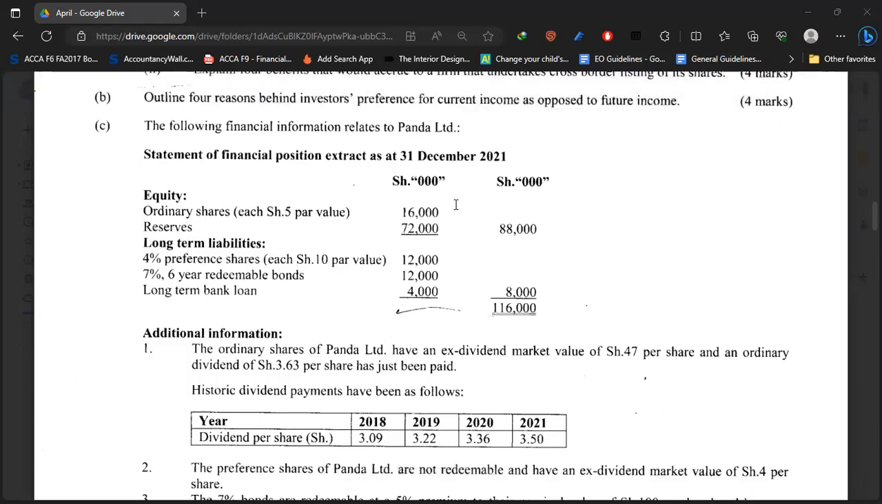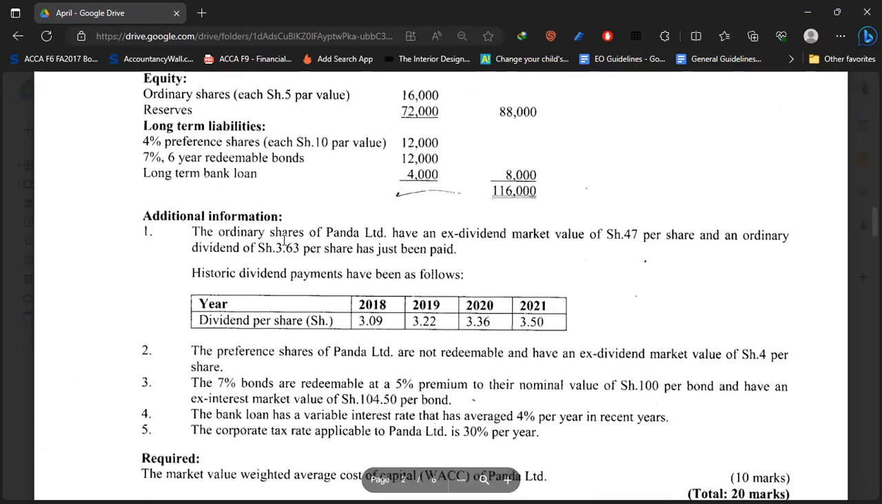The following financial information related to Panda Limited. Statement of financial position extracted as at 31st December 2021. Equity: ordinary share, 16,005 shilling par value. Reserve, 72,088,000. Long-term liability: 4% preference share, 12,010 shilling par value. 7%, 6 years redeemable bond, 12,000. Long-term bank loan, 4,000 and 8,000.